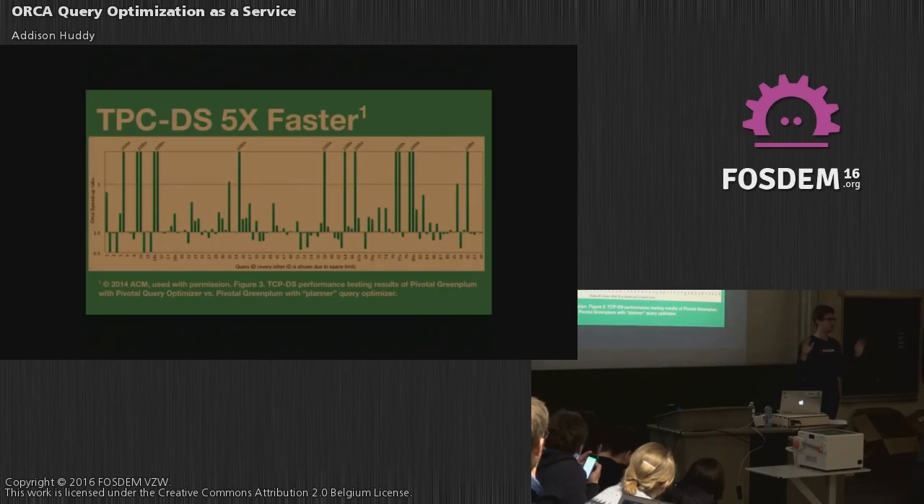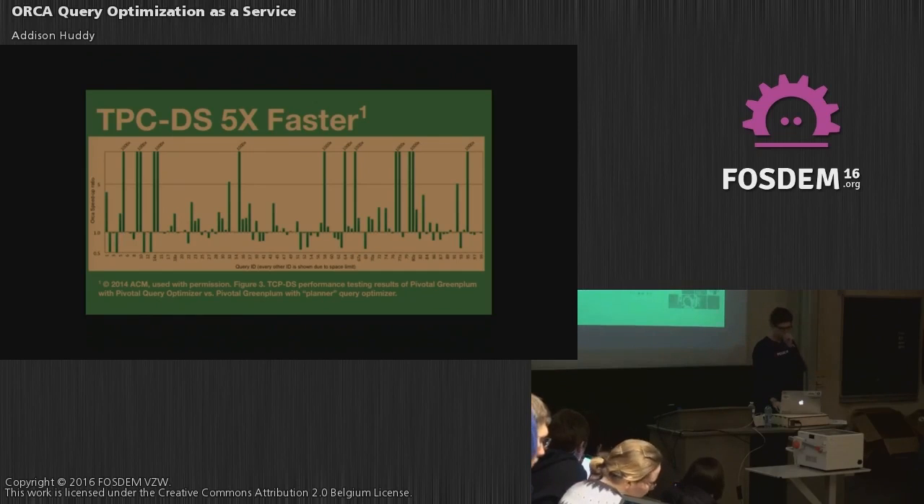In terms of speed, across the entire TPCDS query benchmarking suite, all 99 queries, it's 5 times faster than when we're not using Orca, where it falls back to the legacy planner. These regressions down here, I'll talk about those later.